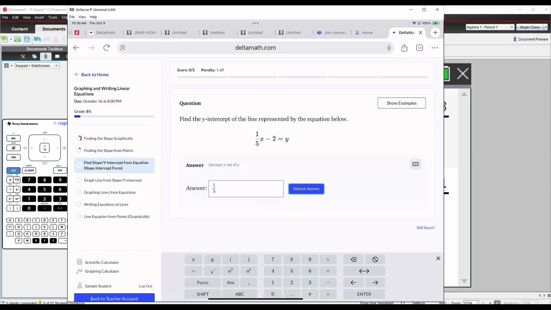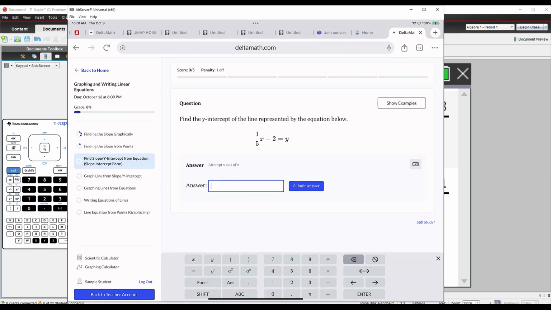Oh, sorry, we're looking for the y-intercept. I thought we were looking for the slope. The y-intercept is the other number, so the minus 2. My bad, I didn't read it. So minus 2, submit it.